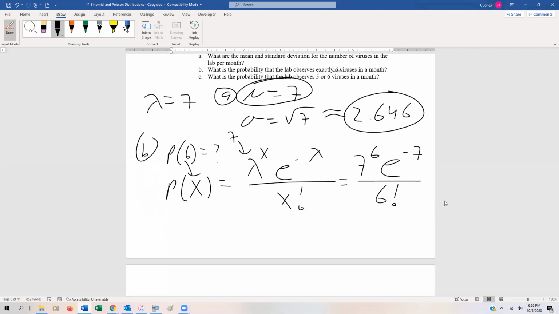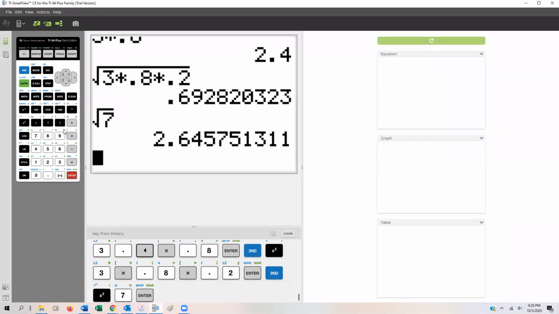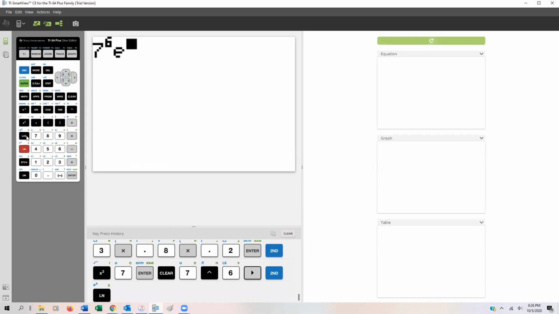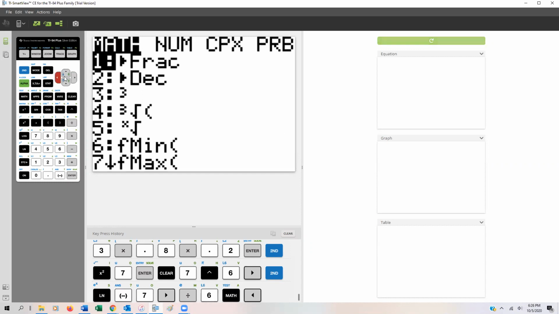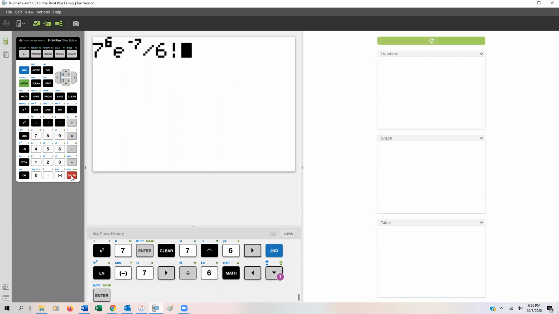The question is, how do I put that in my calculator? Because I'm not going to be able to do that in my head. In our calculator, we do 7 raised to the 6th, and hit the right arrow to get out of there. We hit second and ln, and that brings up the e function, so second e to the minus 7. We back out of that and divide by 6 factorial. For 6 factorial, we hit 6, hit math, and go to prob. Notice the 4th one down, at least on this calculator, is the factorial. So there we go, that's how you put it in there.